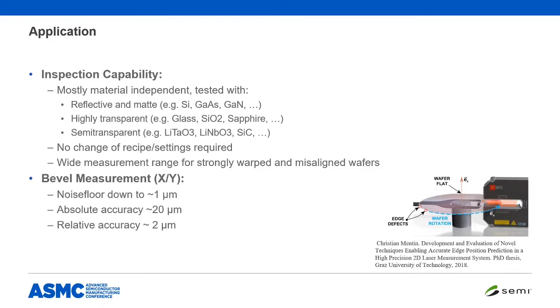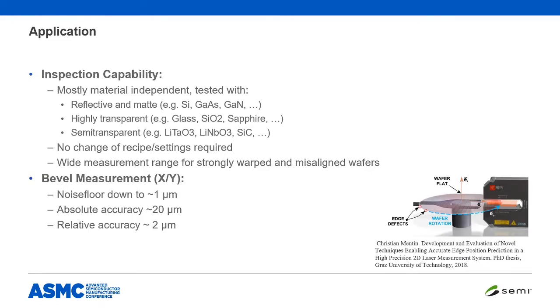What are the benefits of the wafer edge screener? The wafer edge screener is mostly material independent, so you can measure various kinds of materials, reflective materials, transparent materials, without having to change settings on the device. Additionally, we can also measure strongly warped or misaligned wafers due to our robust measurement principle.